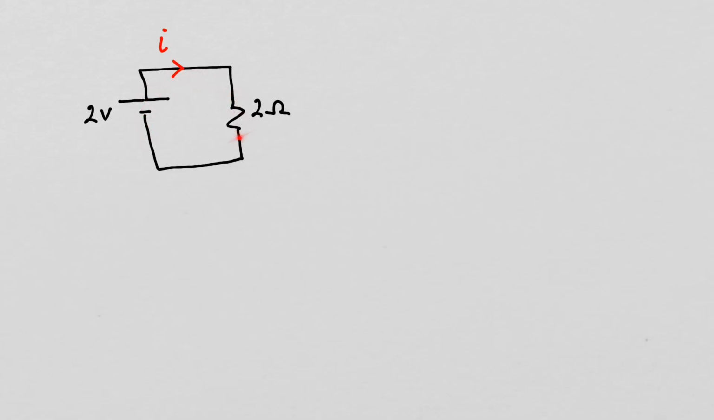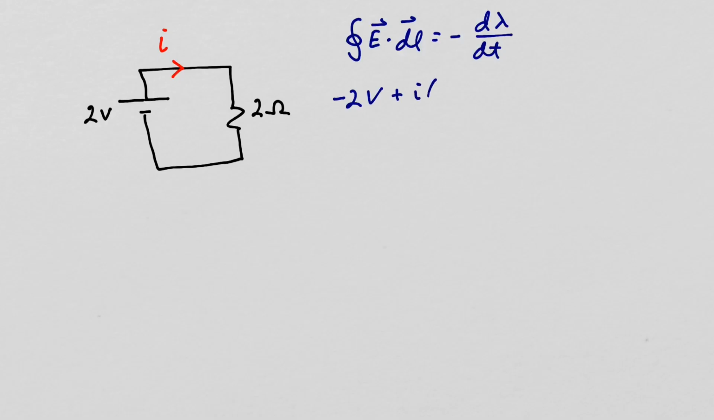Here's a circuit and we want to solve for the current. So let's apply Faraday's law. The left-hand side is the integral of E dot dl around our circuit. Going through the power supply we have minus 2 volts when we integrate E dot dl, and through the resistor we have plus I times 2 ohms.